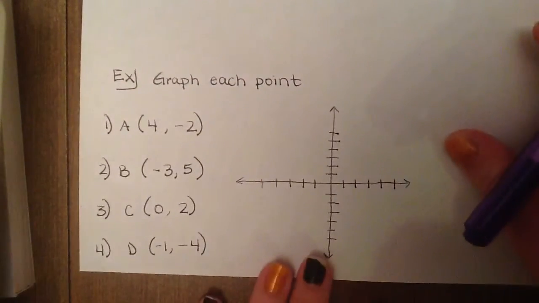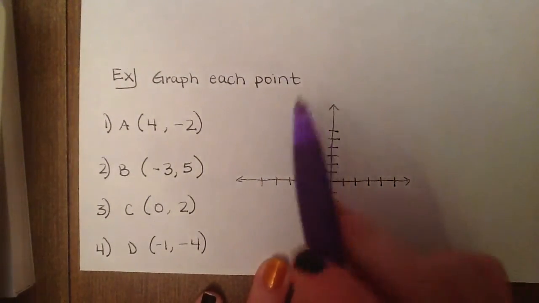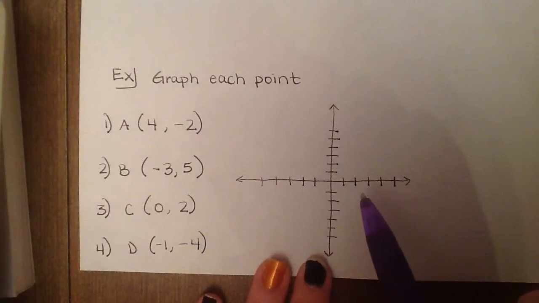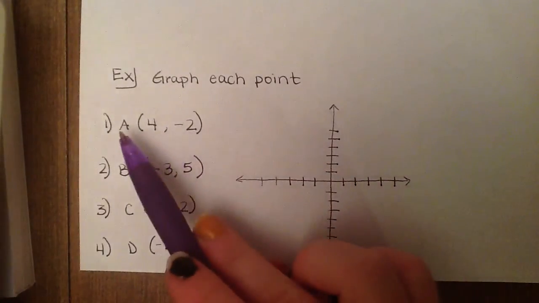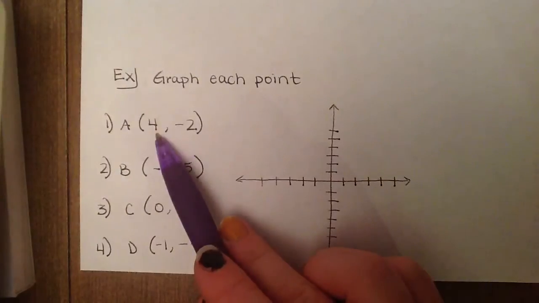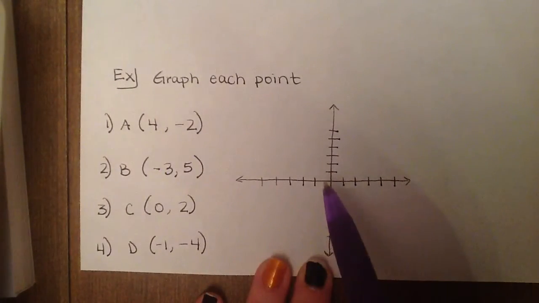Let's take a look at some of these. Let's graph each point on this coordinate plane. So the first one is point A. I need to find the point 4, negative 2. Everyone put your pencil at the origin. That is where you are going to start every time.